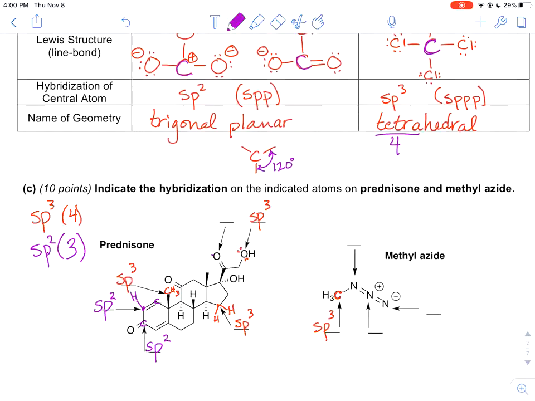The oxygen of this ketone has 2 lone pairs and a bond to carbon. That's a total of 3 electron groups. That's sp2. This nitrogen here in methyl azide has a lone pair, a bond to carbon, and a bond to nitrogen. So that's 3 electron groups. This is also sp2. And last but not least, this nitrogen has 2 lone pairs and a bond to a nitrogen. That's 3 electron groups, and that's sp2.